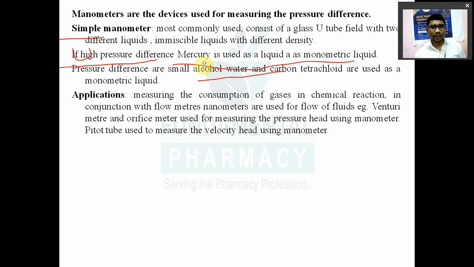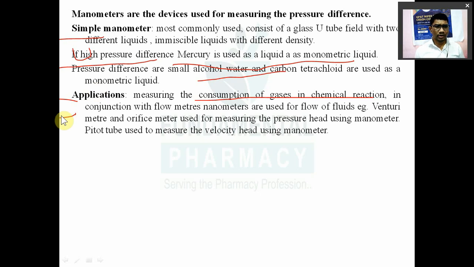What is its application? The application of this manometer is measuring the consumption of gases in a chemical reaction. Suppose chlorine gas has to react with something in a chemical reaction. How much chlorine gas is being reacted? You can measure it using the manometer, because the pressure difference gives you the difference in height, and from the density, mass, and height you can calculate how many moles have reacted. So, measuring the consumption of gases in a chemical reaction.